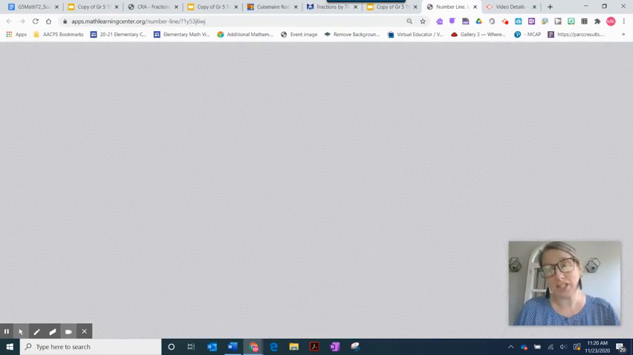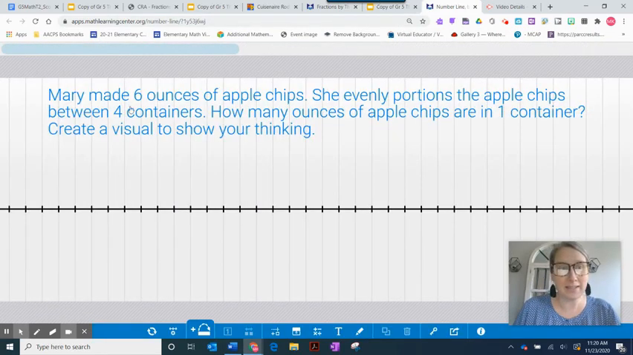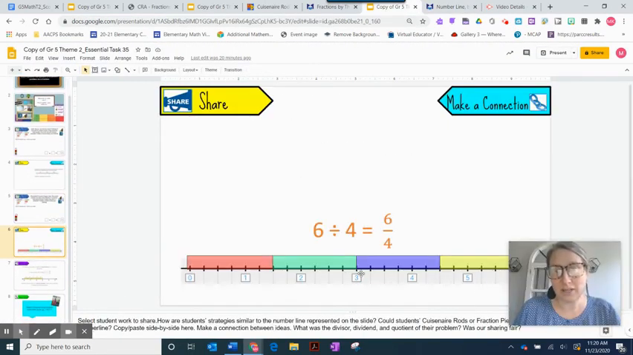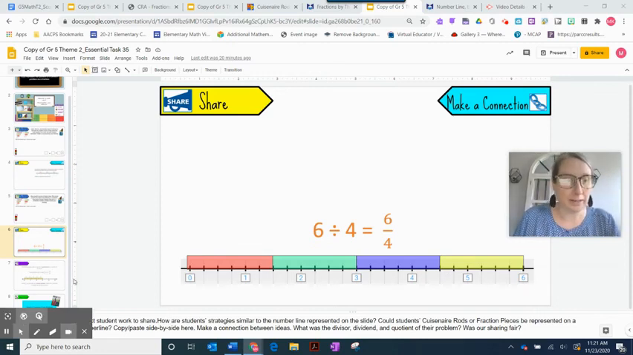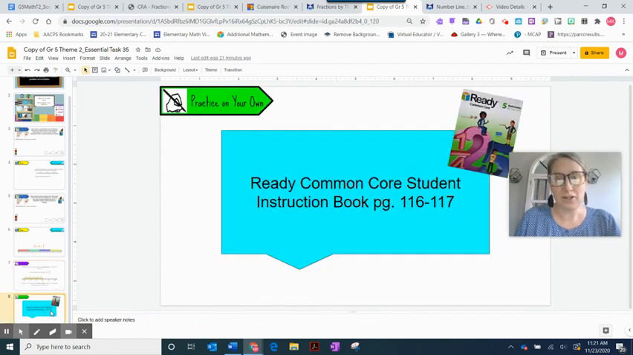If that's not a strategy that they're leaning towards or using, don't stress. This is a shareable one once again, so the problem is in there. And the share and connection down here is built for them, so if they're not choosing to use the number line, I highly encourage you to keep the number line here for the share and make a connection so they can at least connect the strategies that they're choosing to that open number line. And that will continue to add to their resource bank of strategies that they could do for this standard.